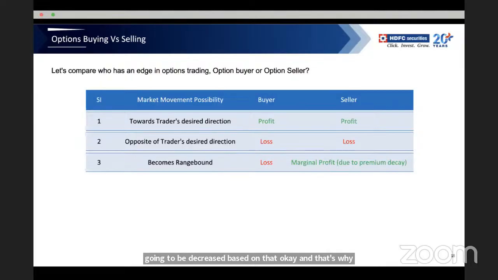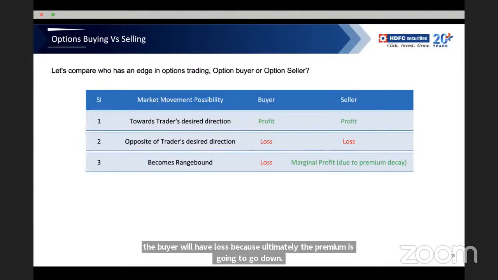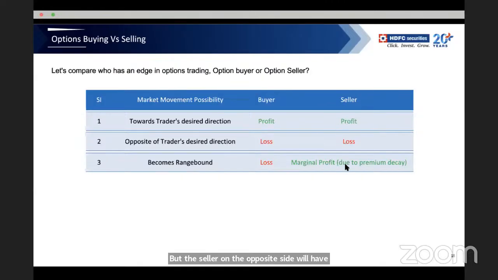But the seller on the opposite side will have a marginal profit, not as big as in the first case, but the seller in this third case will have some marginal profit. Why? Because even if the direction was not predicted right, it became range bound, and the premium decay is happening. The reason is time decay, but ultimately the premium is coming down. That's the ultimate motive of a seller, to have the premium decay. And that's happening. So this is the only edge that option sellers have.